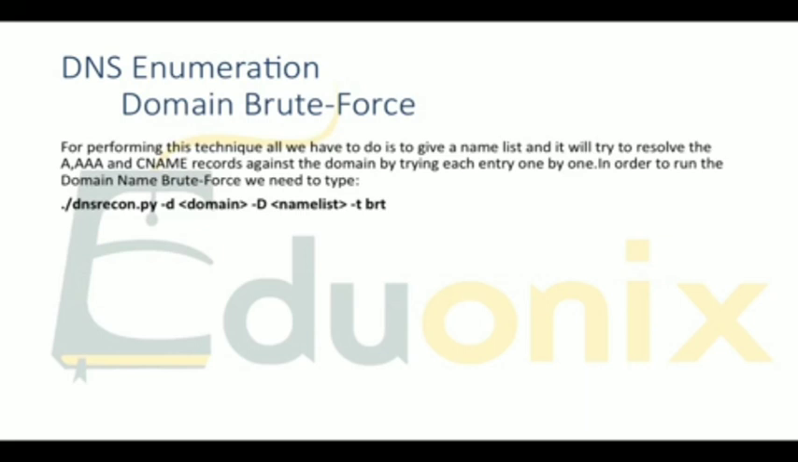Now, domain brute force. For performing this technique, all we have to do is give a name list, and it will try to resolve the A address, the AAAA address, and the CNAME record against the domain by trying each entry one by one. In order to run the domain brute force, we need to type dnsrecon.py -d domain, and then -D namelist -t brt.